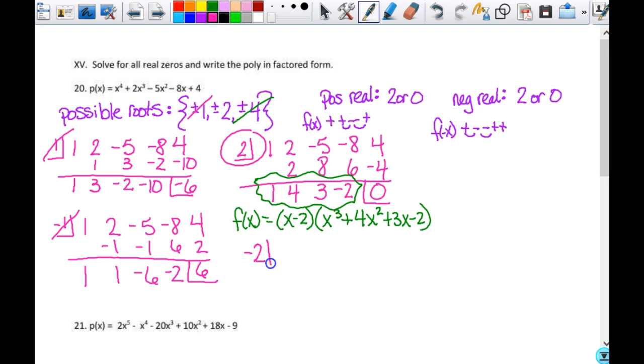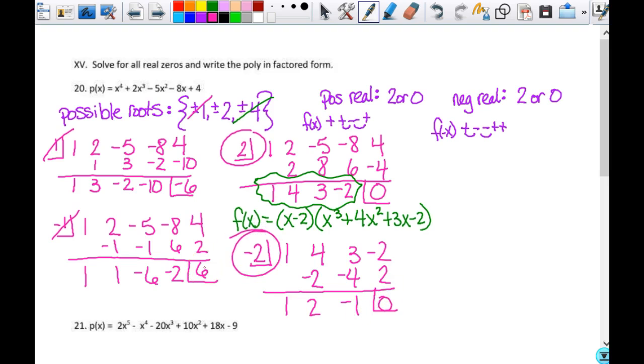Negative 2, and remember I'm using the depressed part of this, so 1, 4, 3, and negative 2. So this gives me 1, negative 2, 2, negative 4, negative 1, 2, 0. Hallelujah, it works. So that's my other factor. So now I have f of x equals x minus 2 times x plus 2 times, now remember I started with the 4th degree, there are 2 of them, so this is a squared, so I've got x squared plus 2x minus 1.